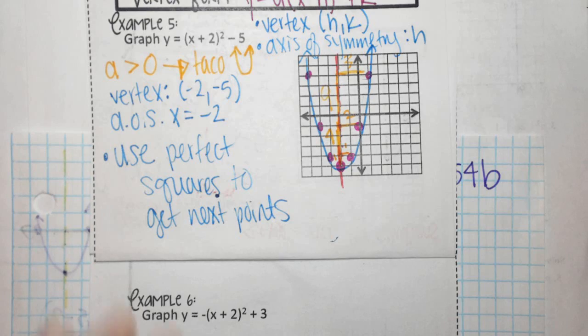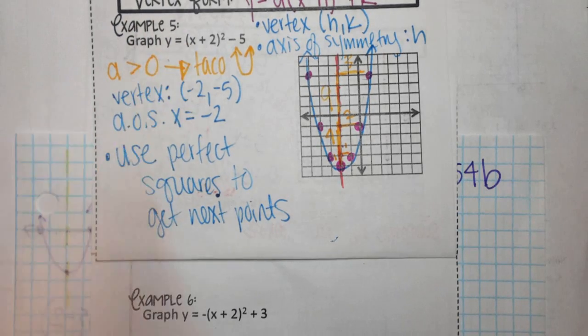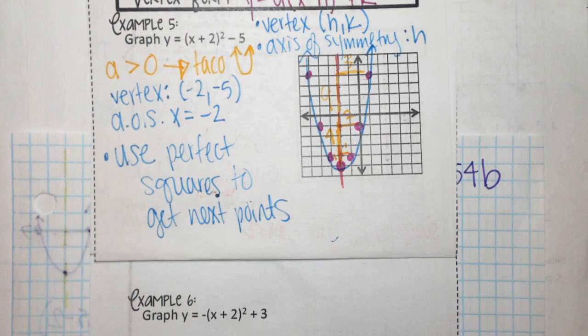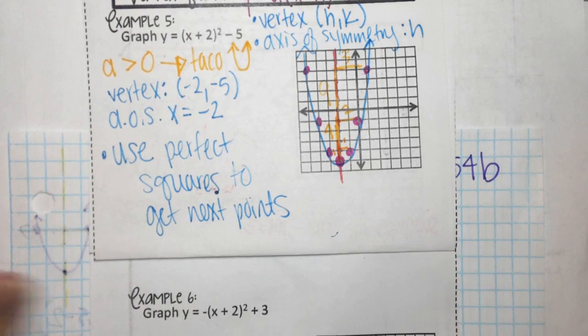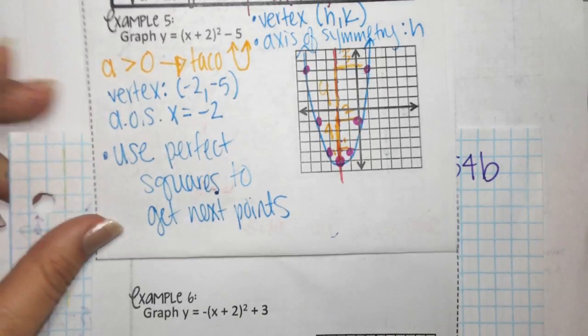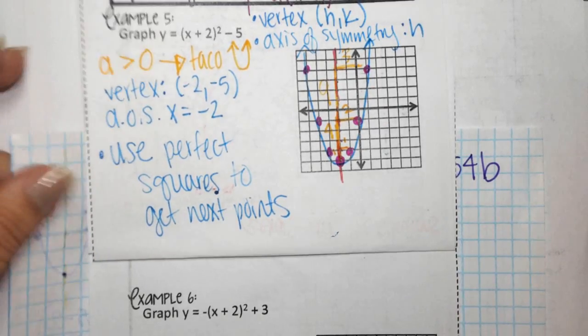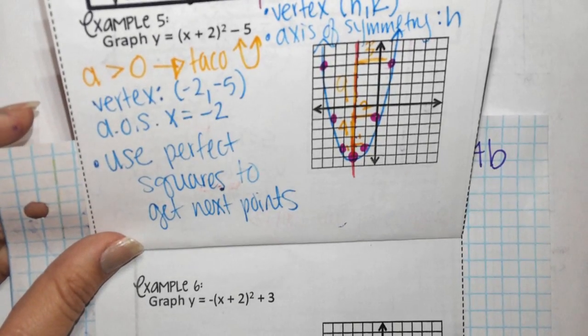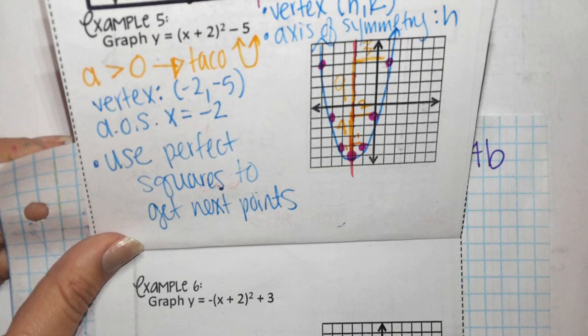Alright, so you can do this as long as the number up front is 1 or -1. If it's 2, then you would multiply. And we're going to practice that in just a minute. Alright, so are you ready for the next one? Yes.